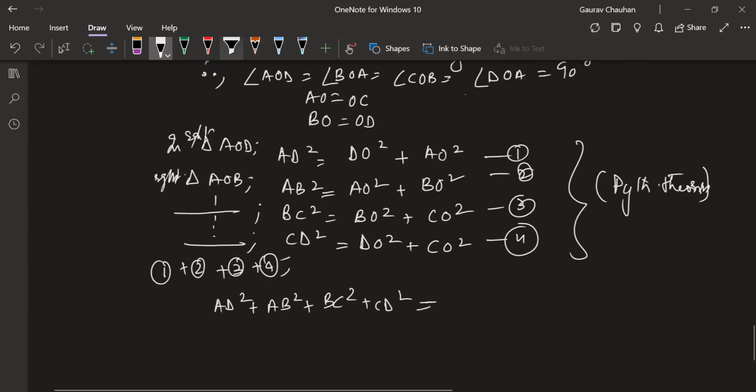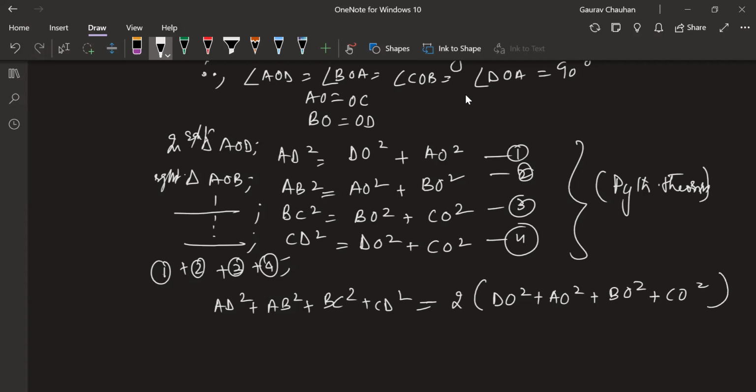I want you to notice very carefully what is happening on the right hand side. I have 2 times DO square, 2 times AO square, 2 times BO square, 2 times CO square. So what I can do is take 2 common. You can obviously write the step before that where you write everything. I'm skipping that step. 2 into DO square plus AO square plus BO square plus CO square.